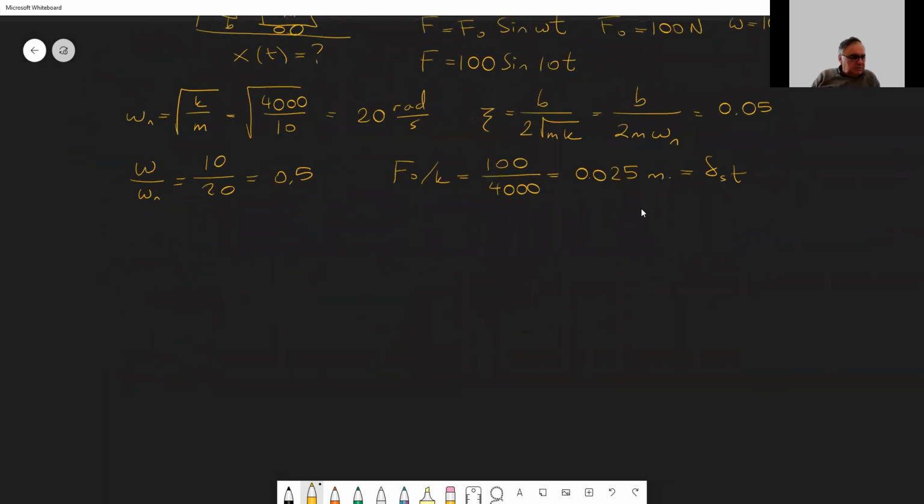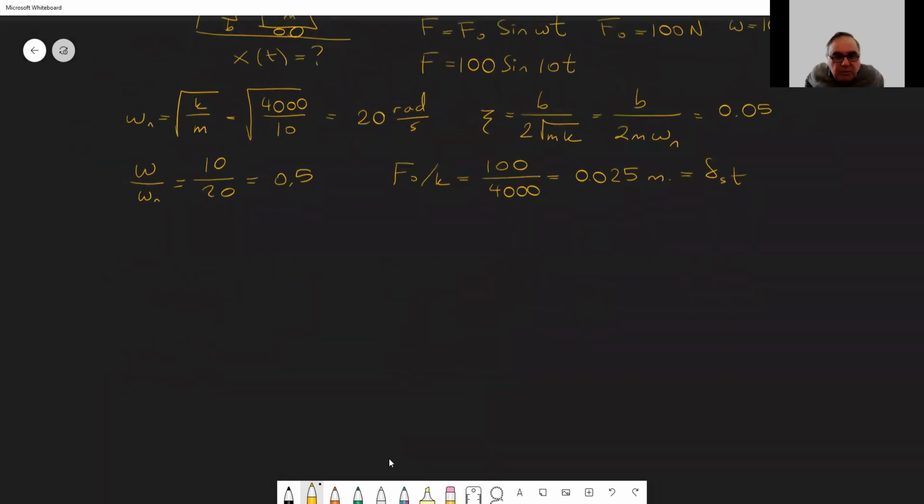Our response is quite easy actually from here. This is a simple problem, so it's easy. X of t is simply x sine omega t minus phi. Omega is the frequency of forcing. This is 10 radians per second. Okay, now it's not the natural frequency.